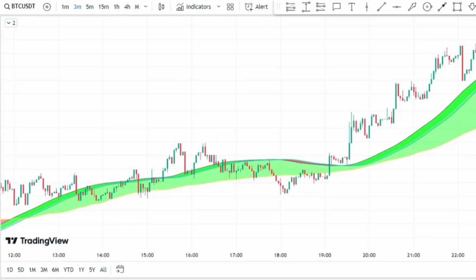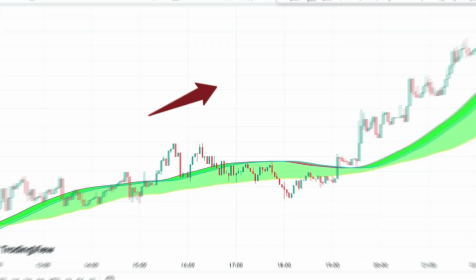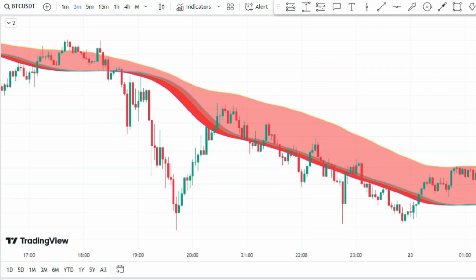This indicator plays a significant role in identifying trends and boosting the profitability of our strategy. That is, if the indicator's cloud is green, it signifies an upward momentum in the market. Conversely, if the cloud is red, it indicates a downward momentum.